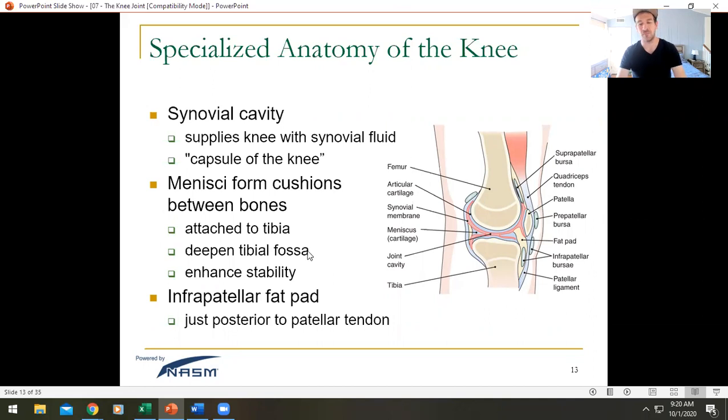So your meniscus, right? Those special little structures in here, they're there to be like cushions between your bones. They enhance your stability. You're also going to see fat pads in here. So you do have some fat pads that are in this joint as well. You can see one back here and one up here. And your fat pads are actually there to provide a little bit more stability.